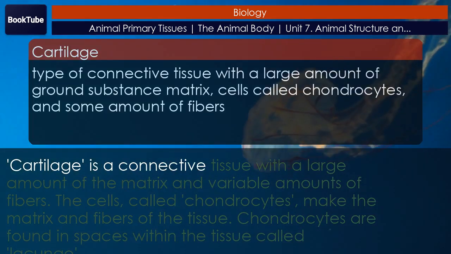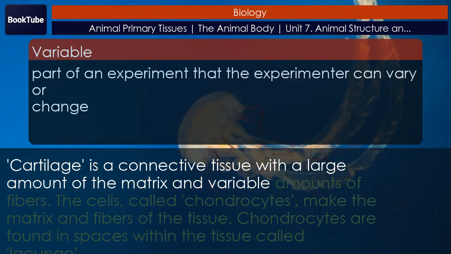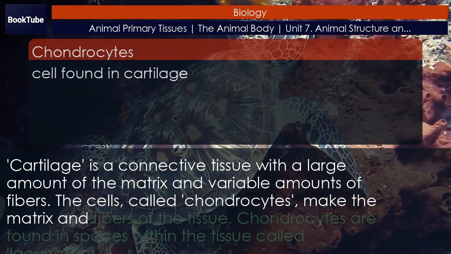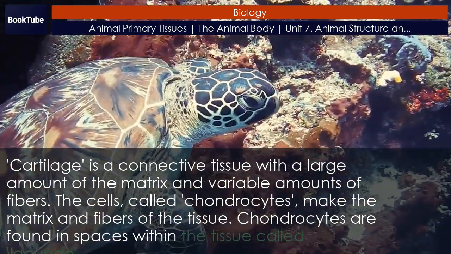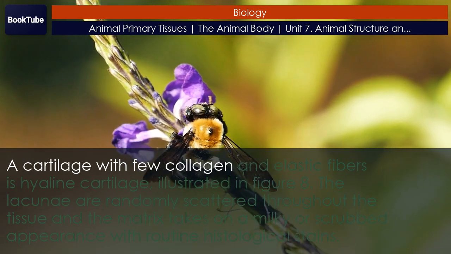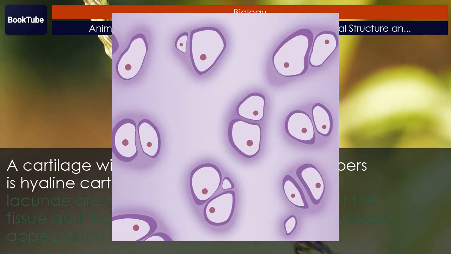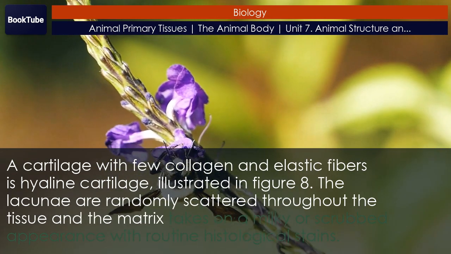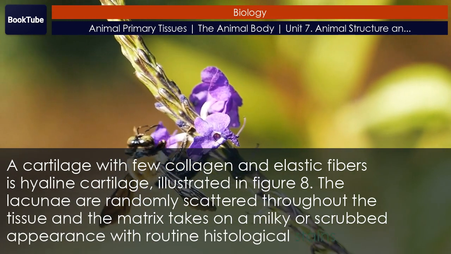Cartilage. Cartilage is a connective tissue with a large amount of the matrix and variable amounts of fibers. The cells, called chondrocytes, make the matrix and fibers of the tissue. Chondrocytes are found in spaces within the tissue called lacunae. A cartilage with few collagen and elastic fibers is hyaline cartilage. Illustrated in Figure 8, the lacunae are randomly scattered throughout the tissue and the matrix takes on a milky, scrubbed appearance with routine histological stains.